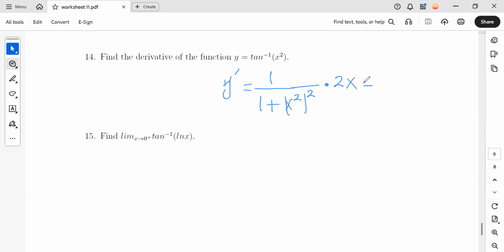So altogether, we would have 2 times x all over 1 plus x to the fourth. And the last one, find the limit of tan inverse of ln of x when x is approaching 0, but from the right side.